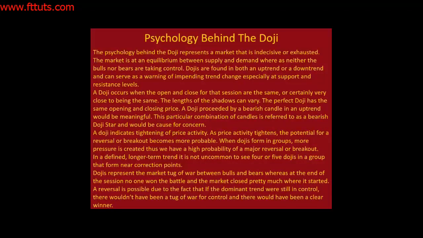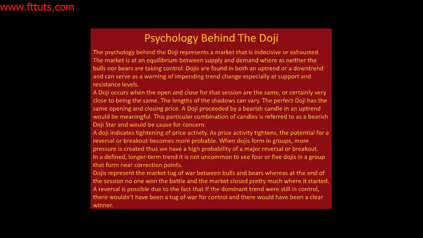Psychology behind the doji. The psychology behind the doji represents a market that is indecisive or exhausted. The market is at an equilibrium between supply and demand, whereas neither the bulls nor bears are taking control. Dojis are found in both an uptrend or a downtrend and can serve as a warning of impending trend change, especially at support and resistance levels.